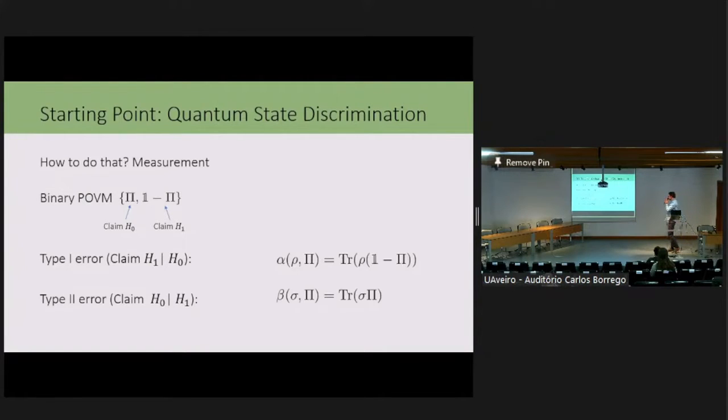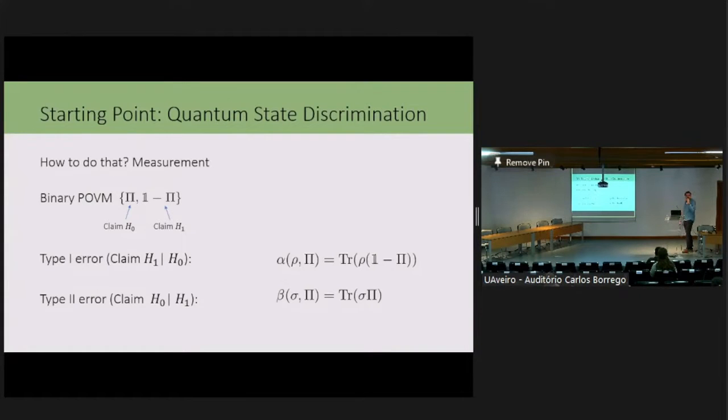And in general, you're not going to be able to discriminate these two hypotheses perfectly, so you're going to make some errors. We call these type 1 and type 2 error. The first one is where you claim h1 even though h0 is correct, and the type 2 error is the other way around. In this specific framework where we have a state and a measurement, you can calculate these probabilities just by evaluating these traces. The type 1 error is the error that even though you actually have the state rho, you measure the wrong POVM element, and for the type 2 error, it's the other way around. And you can see that there is some kind of trade-off between these two errors.